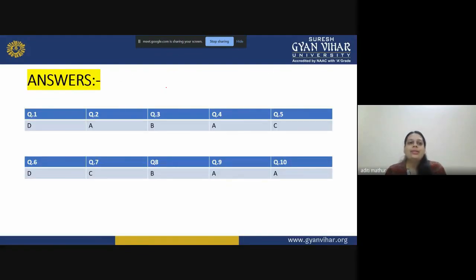So here are the answers. The correct answer for question number 1 is D. Question number 2 is A. For question 3, it's B. Question 4, it's A. Question 5 is C. Question 6 is D. Question 7, it's C. Question 8, it's B. Question 9, it's A. And for question 10 also, option A is the correct option.